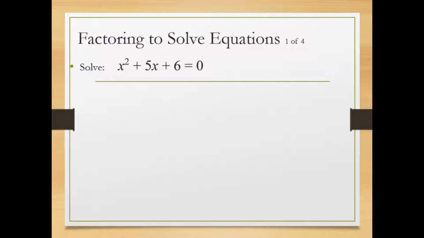By factoring and using the principle of zero products, we can solve a variety of quadratic equations. Let's take a look. First, the equation must be in standard form or equal to 0, and since it is, we can now factor the polynomial. The result is a product of factors equal to 0.